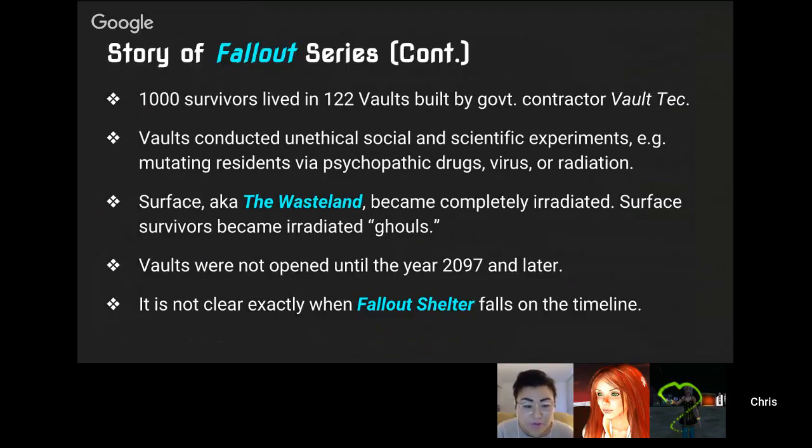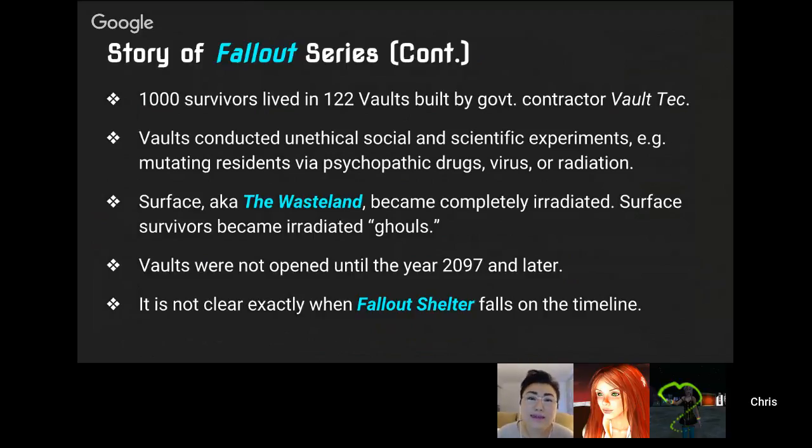However, the vaults were actually the sites of unethical social and scientific experiments. I listed a few here. This is not the only thing that they did, but they turned the residents in the vault into mutants. Some of them were fed psychopathic drugs. Some of them were infected with viruses. Some of them were given radiation, okay? The surface at this time is also called the wasteland. That's the term for above ground, above the vault, which became completely irradiated.